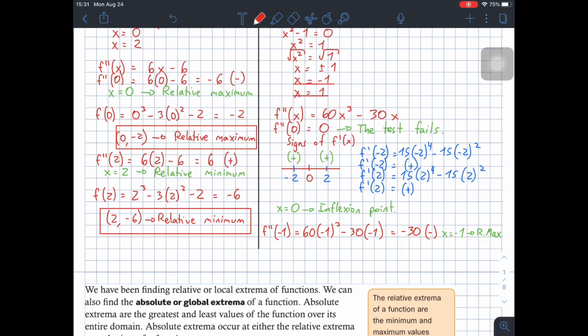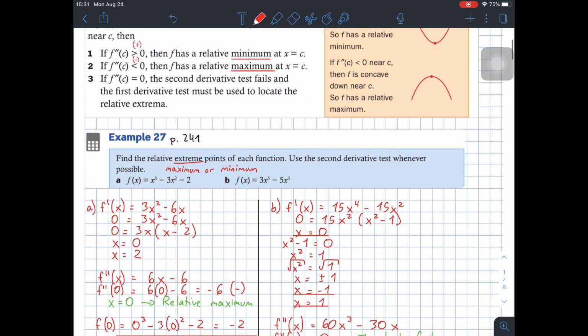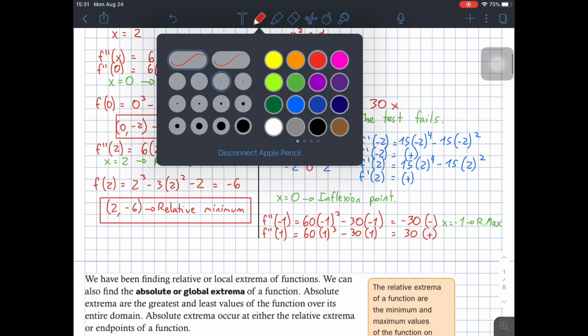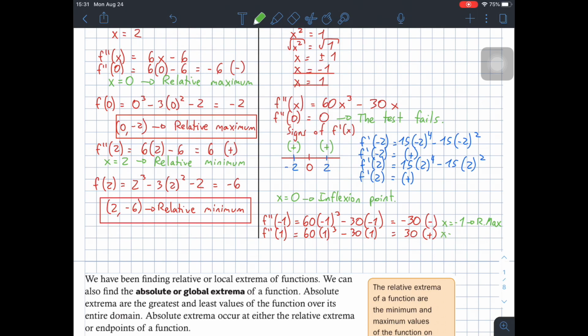Now, if I find the second derivative for x equals +1, this would be 60 times 1 cubed minus 30 times 1, and this is a positive number. This is +30. And since it is a positive number, we know that this point corresponds to a relative minimum point. So for x equals positive 1, we get a relative minimum point.